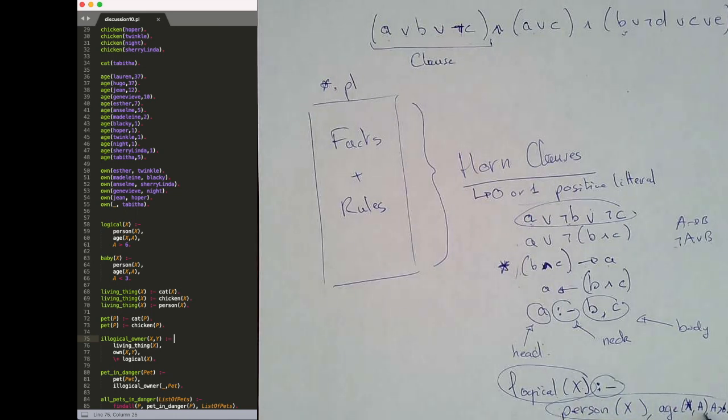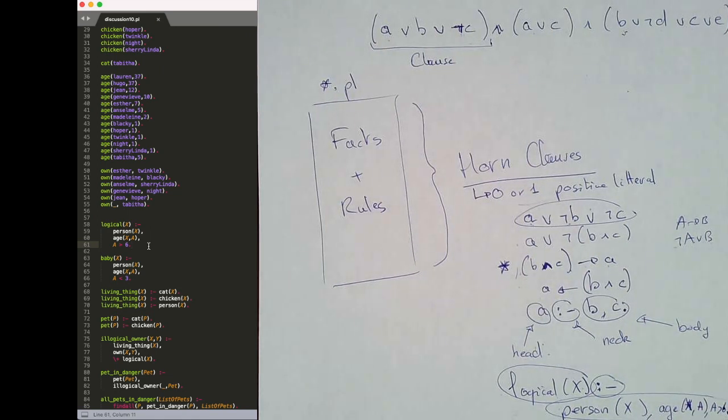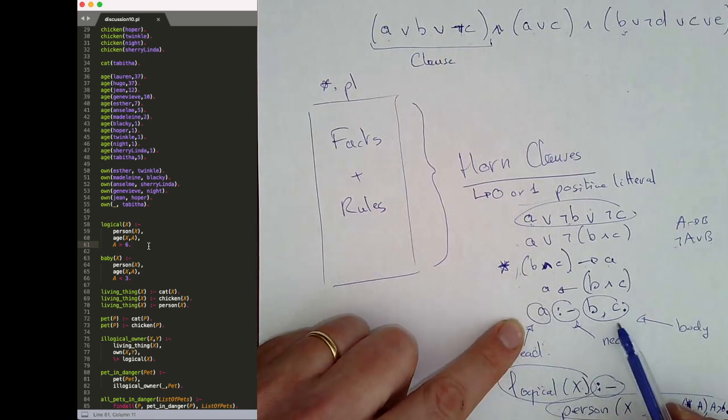I put the body here in one line, but it's fine to put it in several lines in Prolog. Prolog is very permissive in terms of the way you organize things. It's only the punctuation that matters. Talking about punctuation, let's not forget the dot here that ends a Horn clause, basically.